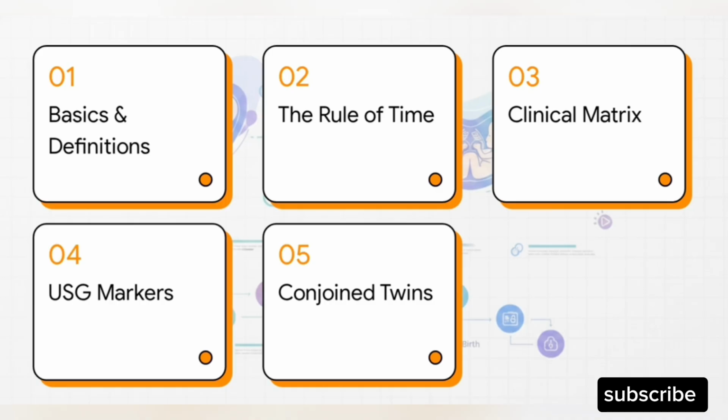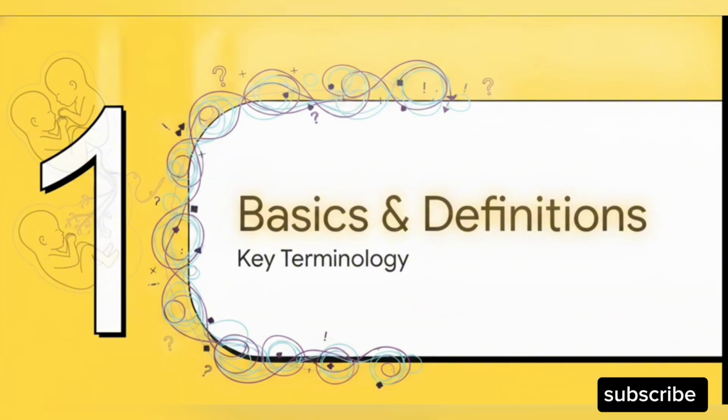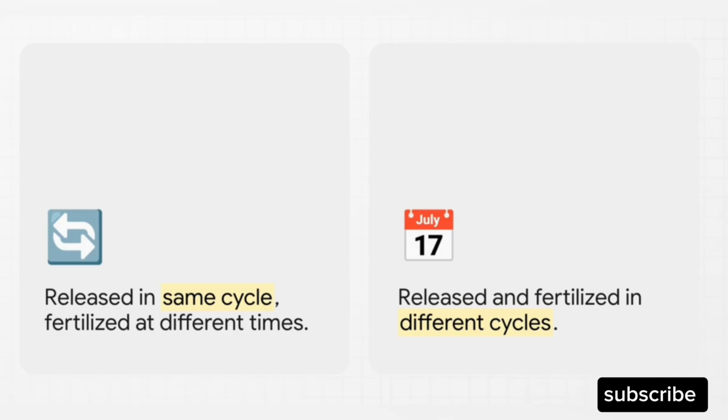Let's dive in. All right, Section 1, Basics and Definitions. Let's clear up the foundational stuff that always trips people up. Okay, first up, let's distinguish between two terms that sound super similar but are totally different. Superfecundation. This is when two ova are released in the exact same cycle, but they get fertilized at different times by different acts of coitus. It's rare, but yeah, it happens in humans.